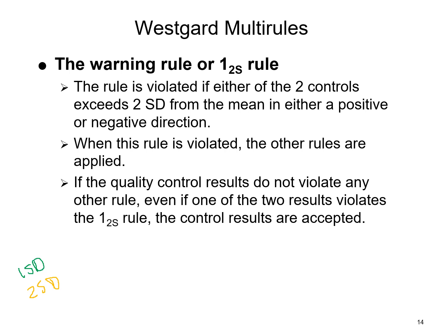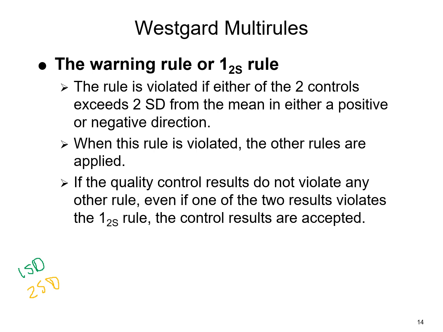So when this rule is violated, the other rules are applied. We've got to look at these values individually, but we also have to look at them as a group as well. If the quality control does not violate any of the other rules, even if one of the 2 results violates the 1-2S rule, the control can still be acceptable. So again, that goes back to that chart.